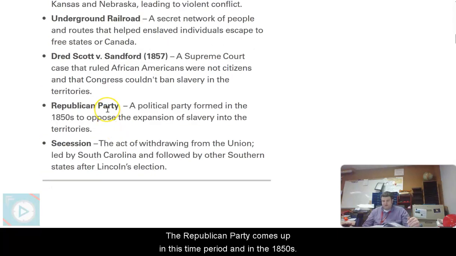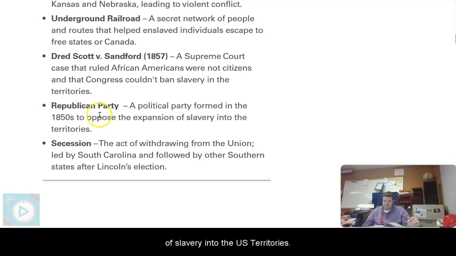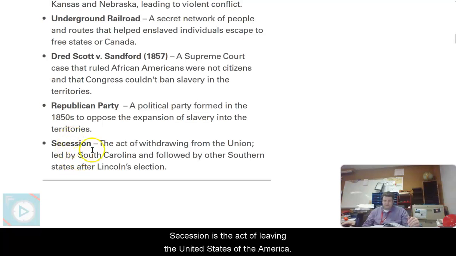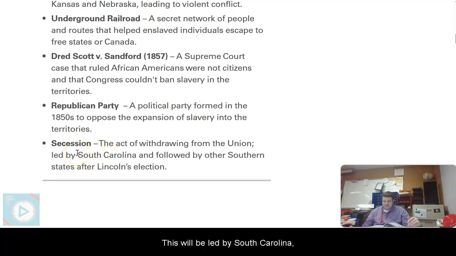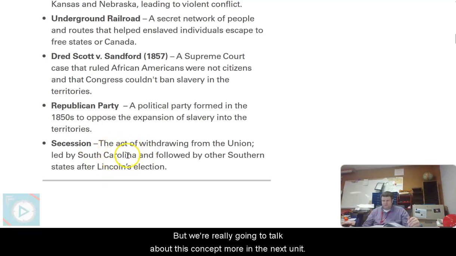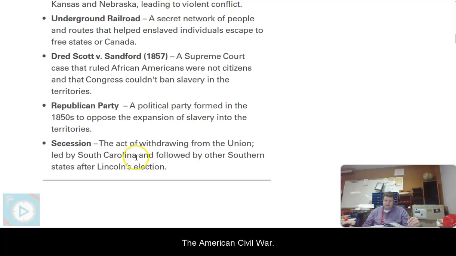The Republican Party comes up in this time period, in the 1850s. One of the big things they're into is banning the expansion of slavery into the U.S. territories. Some will express banning of slavery more than that. Secession is the act of leaving the United States of America. This will be led by South Carolina, followed by other states following Lincoln's election, but we're really going to talk about this concept more in the next unit on the American Civil War.